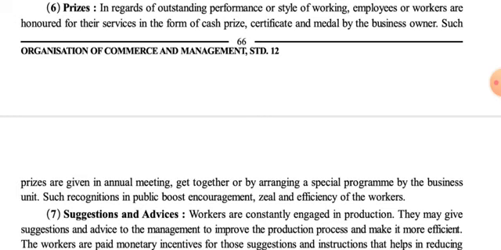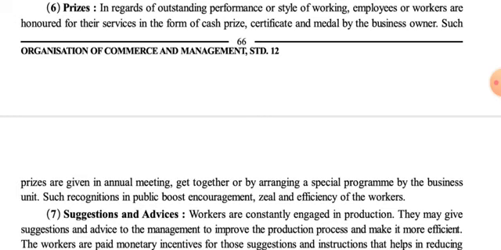So they may award them in that get-together or annual meeting, or by arranging a special program by the business unit. Sometimes in the case of extraordinary performance, like employee of the year chosen by some external authorities, a special program will be held by the business unit itself in honor of that person. Sometimes if the company achieves something like company of the year or corporate of the year, then at that time also the best employees will be honored with awards and prizes.